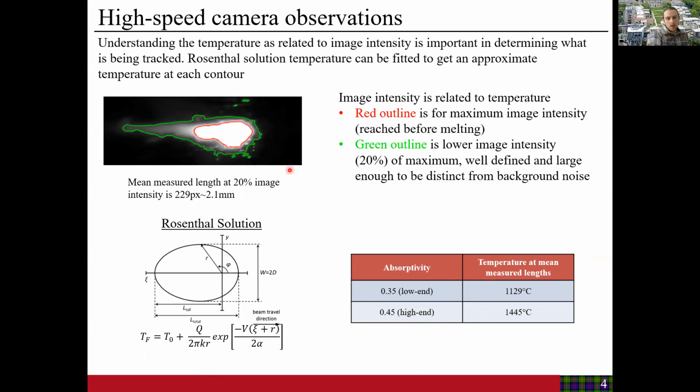What we've done is we've aligned the lengths of that image intensity contour, the green one, to temperatures you get in the Rosenthal solution. And depending on your material properties, where absorptivities for what we're using, Ti-6-4, in these experiments can range from 0.35 to 0.45, that green outline is approximately 1100 to 1400 degrees Celsius. And that's a pretty substantial temperature relative to the Ti-6-4 melting temperature of 1650 degrees Celsius. So what we'll be doing is detecting spatters above that temperature threshold, essentially.